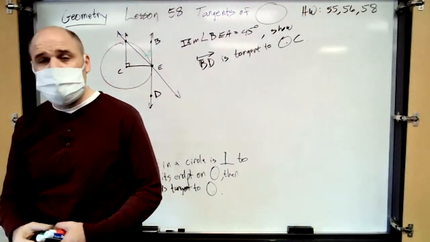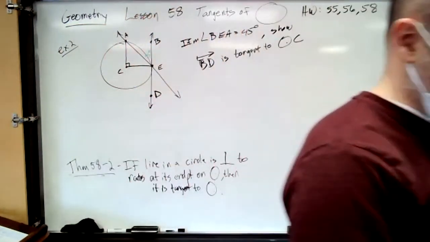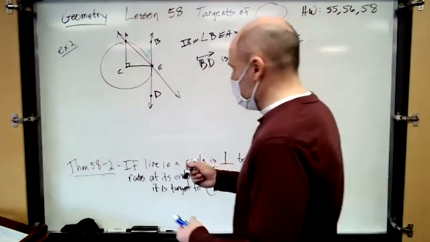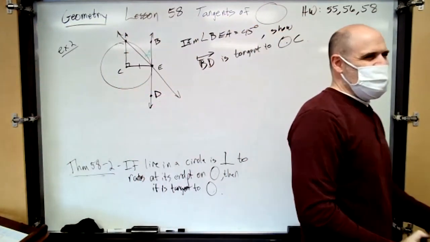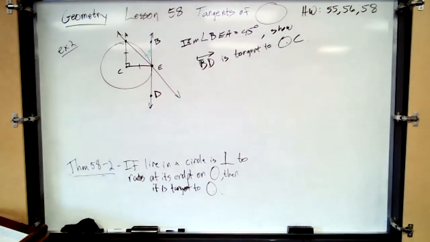Oh, I forgot one very important fact. This is what's also given. Well, it's given because those are both radii, right? So they're both radii. So what do you know about isosceles right triangles? What kind of triangles are isosceles right triangles? We just learned about them.